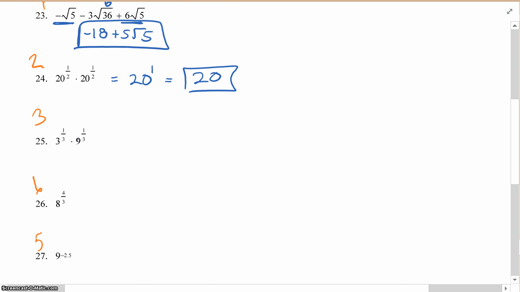25. 3 to the 1/3 times 9 to the 1/3. My indexes are the same, so I can multiply the bases. So I can make this 27 to the 1/3 power. All right. 27 can be prime factored to 3 cubed. So that's really 3 cubed to the 1/3 power. What do we do when we get an exponent raised to an exponent? We just multiply them. So 3 times 1 is 3, divided by 3 is 1. So it's going to be 3 to the first power, or 3.